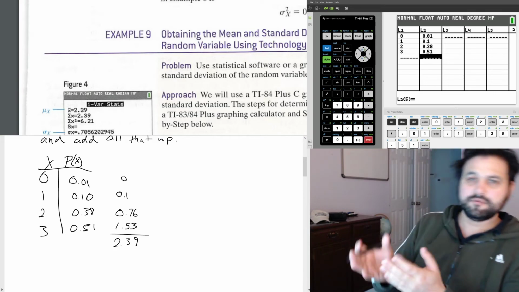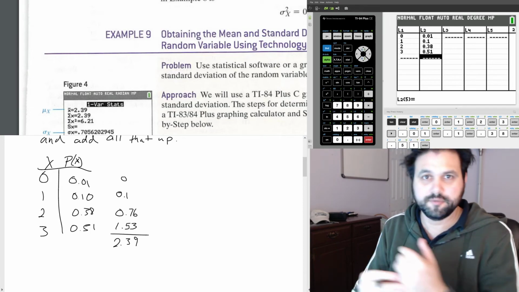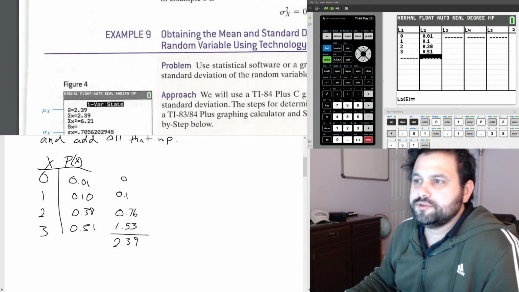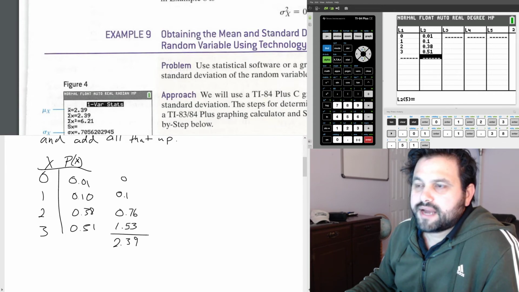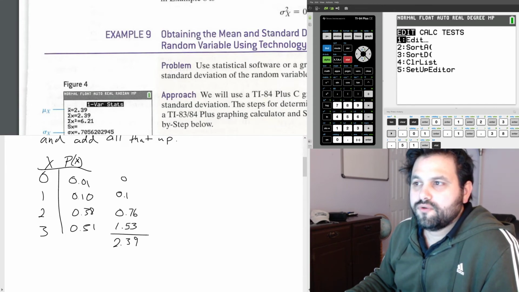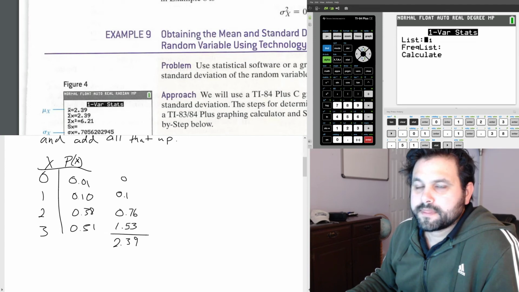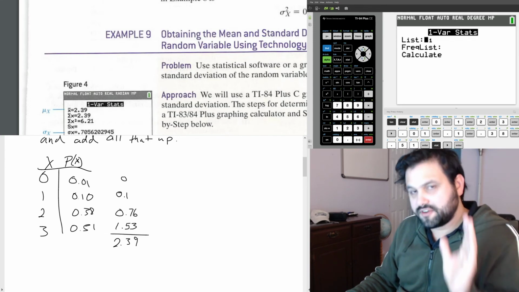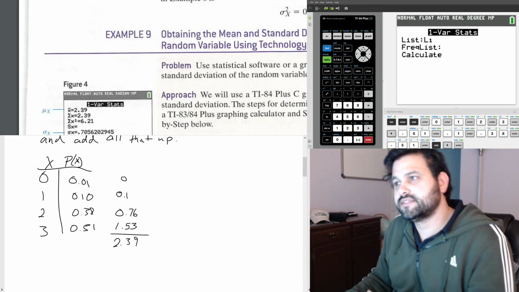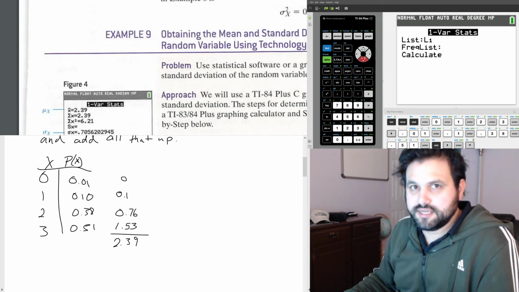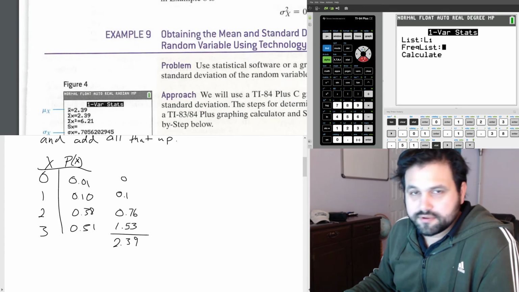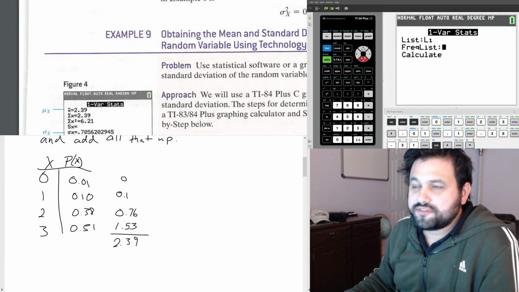Okay, so now the table in my calculator looks like the table in my notes. Now we're going to go back to Stat, over to Calc, and do a one variable statistics. The important thing to remember here is that the only variable is x, but there's a probability of x, and that's going to be treated like a frequency list. So we have to tell the calculator that there's a frequency list, and that's going to be L2.